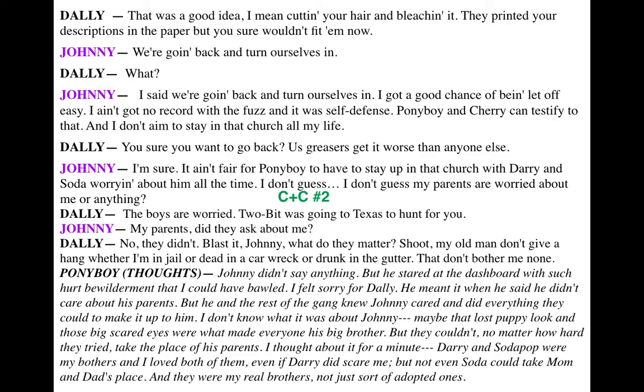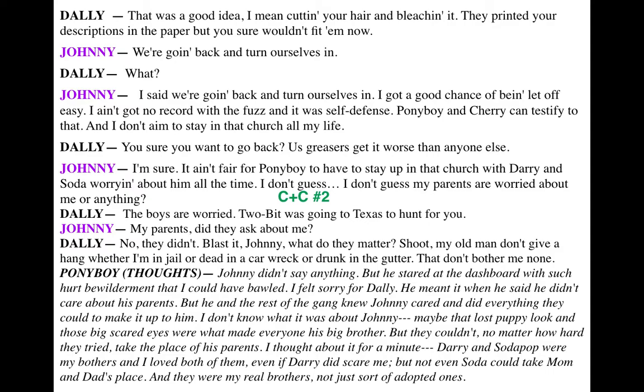One, I'm surprised that Johnny decides they're going to go turn themselves in. Why would you run away if you're going to just turn yourselves in? So that's unexpected. I am also a little surprised by Dally and Johnny here.